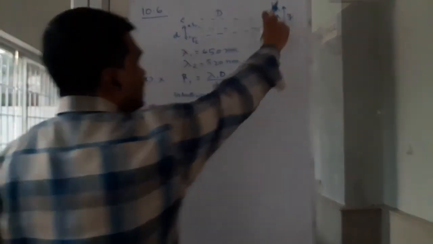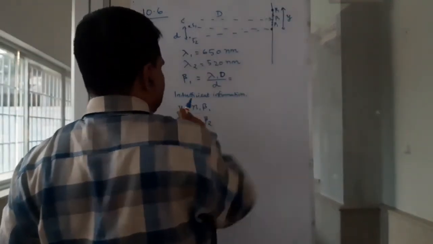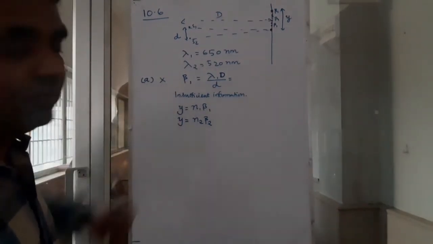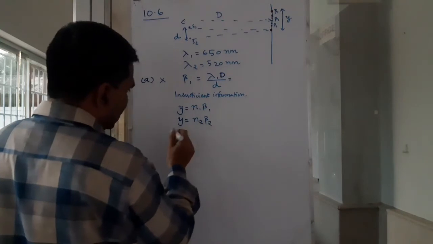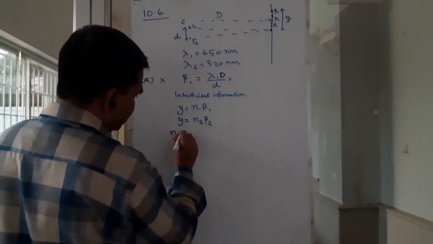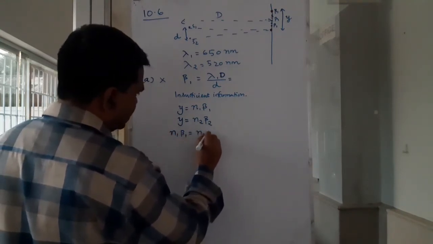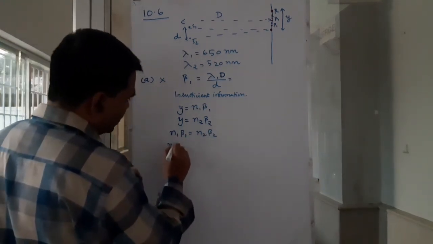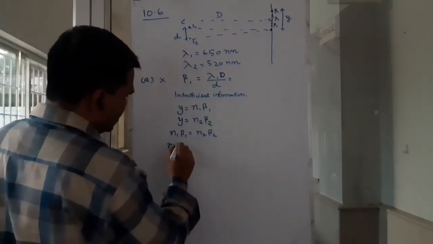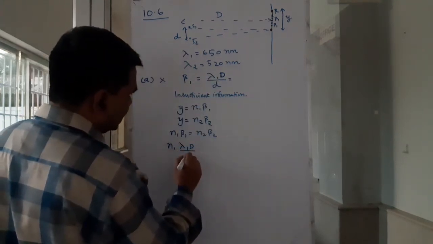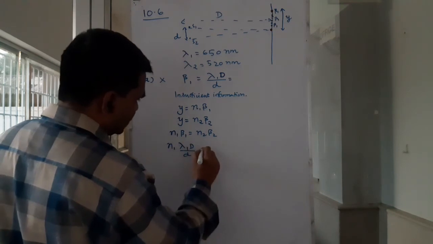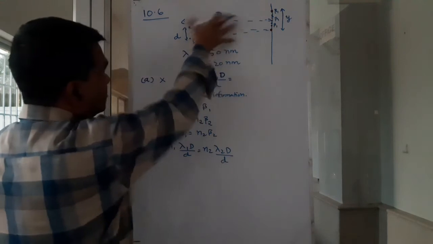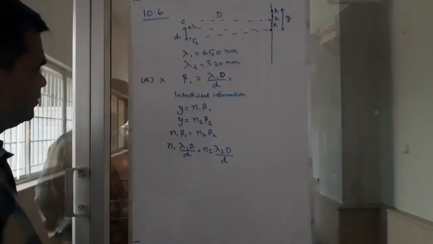So, if y is the same for both, then they will coincide at y. So I can say that n1 beta 1 equals n2 beta 2. What else do you know? What is beta 1? Beta 1 is lambda 1 D by d. That must be equal to n2 lambda 2 D by d, the same D by d, because the apparatus does not change.